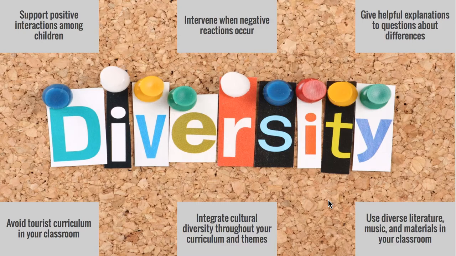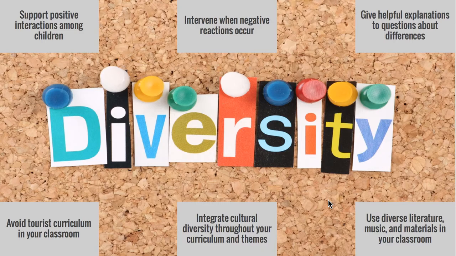And you have to intervene in that and show them how we can hurt people's feelings. We need to explain empathy. One of the really neat ways you can do that is by reading literature that has the same kind of problems in it, and show how the characters in the book feel. And then they learn, oh, well, that's how my friend would feel if I did that. So it's important that we support positive interactions, intervene when you see a negative interaction happening, and give helpful explanations when they have questions or they're curious about something.